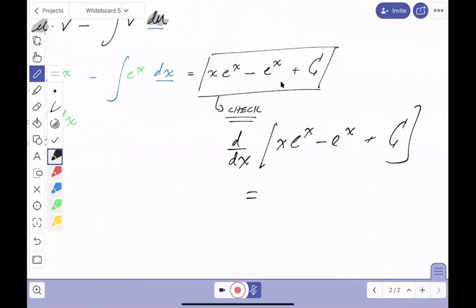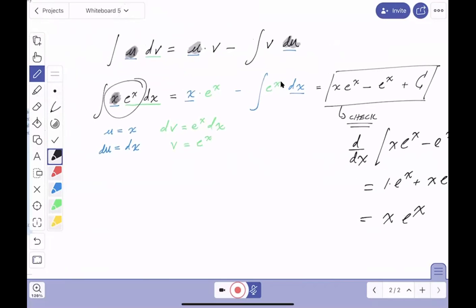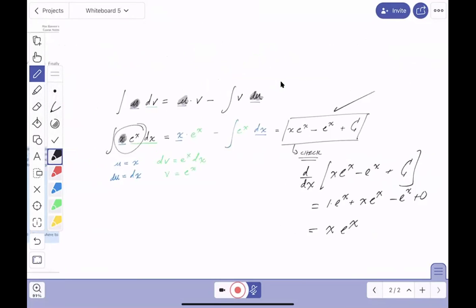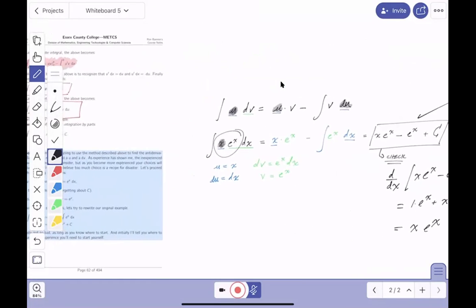Yep, deja vu all over again. So what do you get? 1 times e to the x plus x e to the x minus e to the x plus 0. This simplifies to x e to the x. Do we get back what we expect? Of course we do. So we got this over here. We know the antiderivative now. Does it work? Yeah.